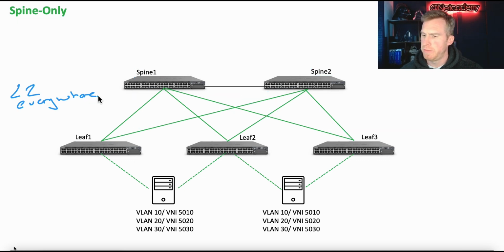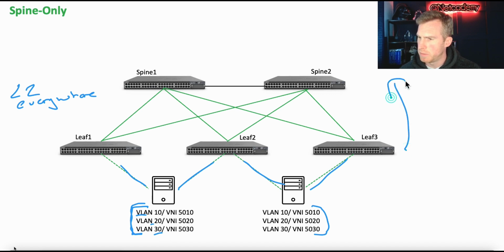But as I said, we've got these servers with different VLANs which are associated to these different VNIs on these different leaf devices, because they're multi-homed, connecting to leaf 1 and leaf 2, or leaf 2 and leaf 3. So we need a way to get VLANs 10, 20 and 30 from both of these servers up from the leaf devices to the spine devices. How are you going to do that when it's layer 2 everywhere?